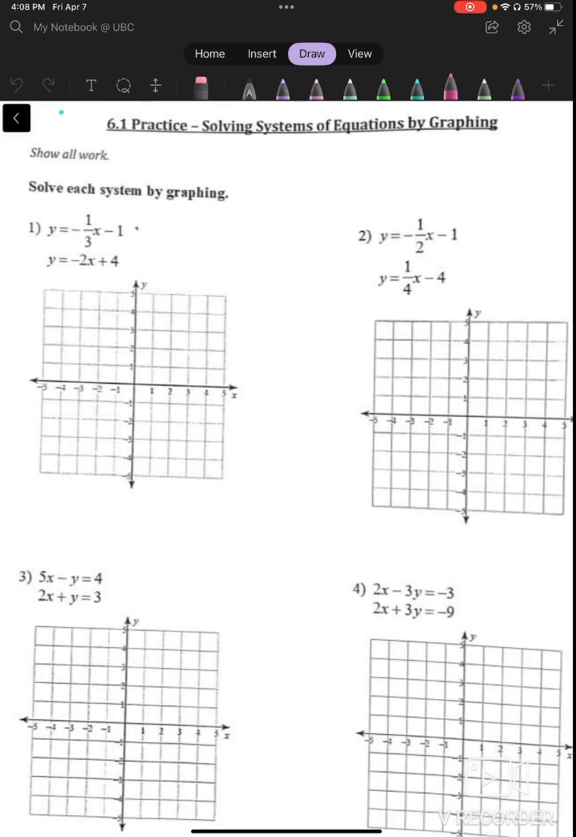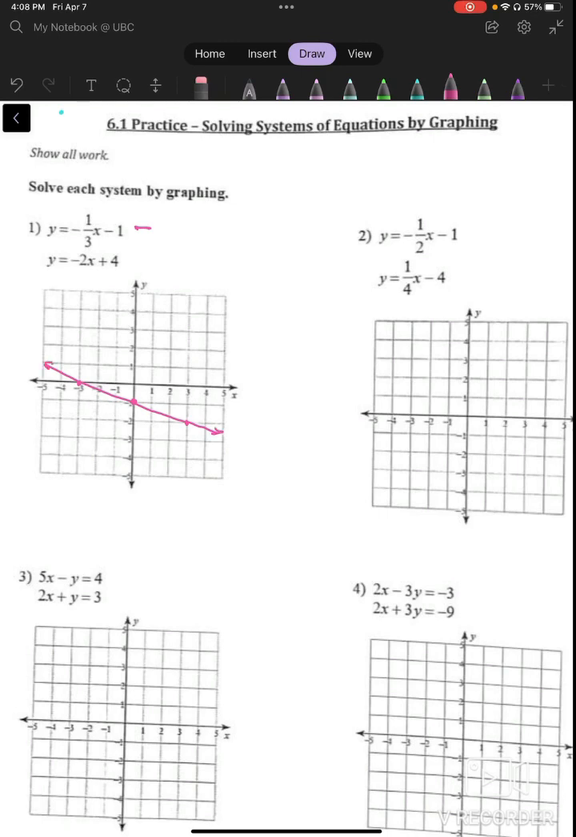So for this first equation here, I'm going to graph it by first dotting the y-intercept at -1 and then graphing more coordinates by using the slope. So I'll go down 1 over 3 on the right and then up 1 over 3 on the left. And it'll look something like that.